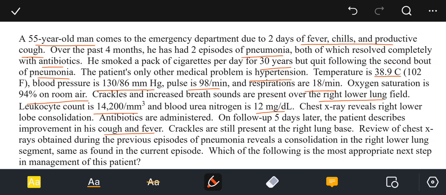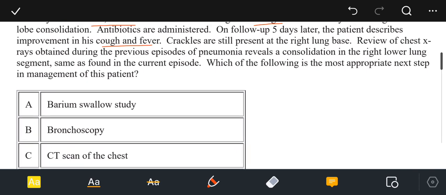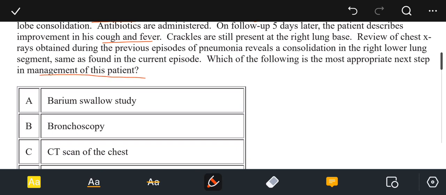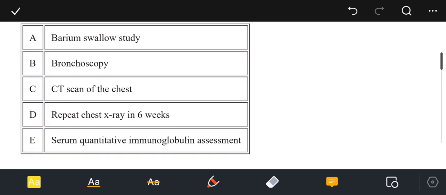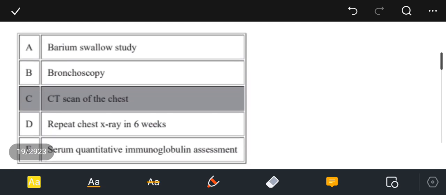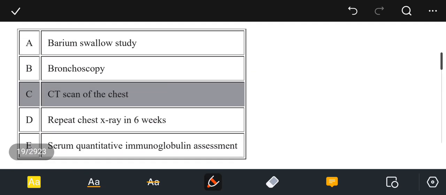Review of the chest X-ray obtained during the previous episode of pneumonia reveals a consolidation in the right lower lung segment, same as found in the current episode. Which of the following is the most appropriate next step in the management of the patient? And the answer among these options is option Charlie, that is CT scan of the chest.